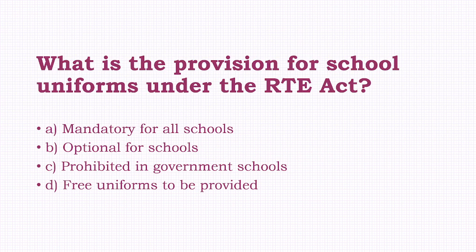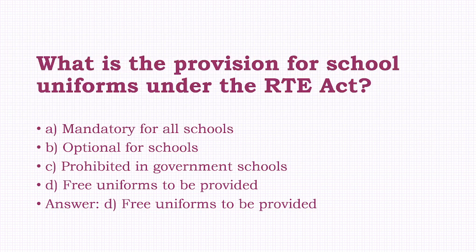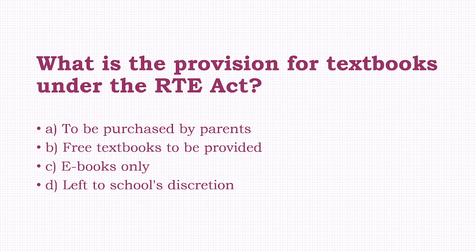What is the provision for school uniforms under the RTE Act? Options: mandatory for all students, optional for schools, prohibited in government schools, free uniforms to be provided. Answer of this question is option D, that is free uniforms to be provided.